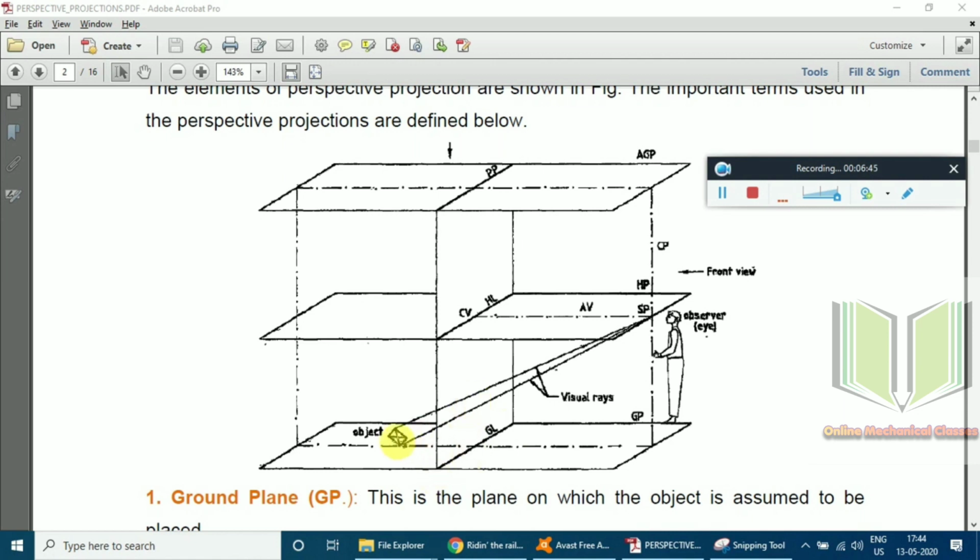So again I repeat, if the point A is placed above the ground plane, and you view from this direction, it will be projected here, which means the point A is above the ground line. The top view will be projected in the auxiliary ground plane. If you move that in the clockwise direction, it will come here, above the picture plane.